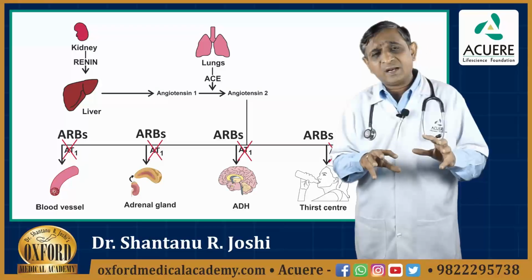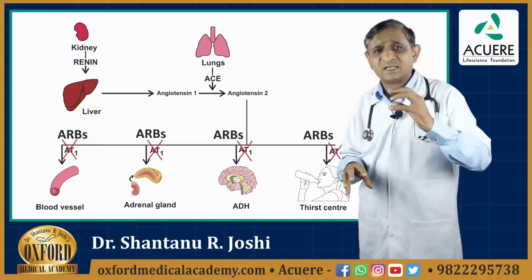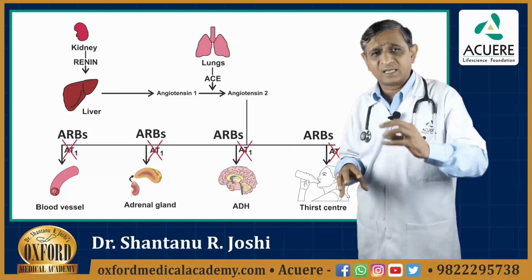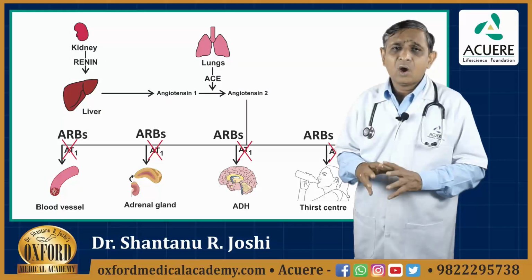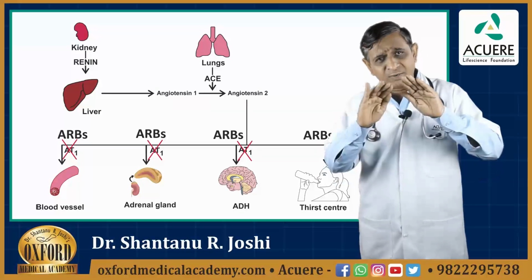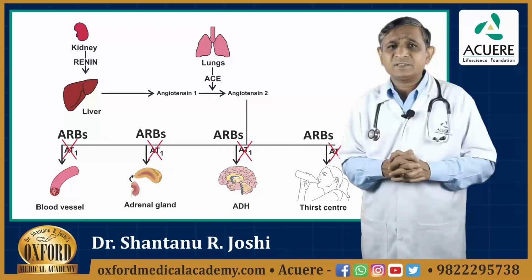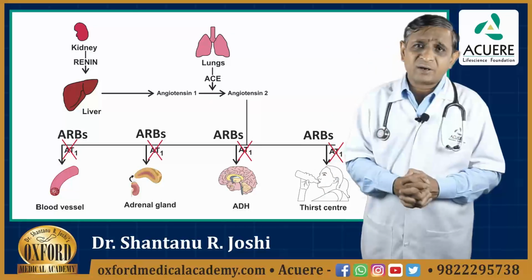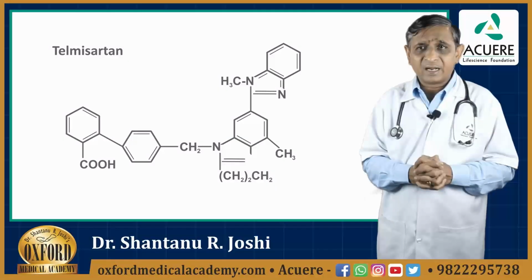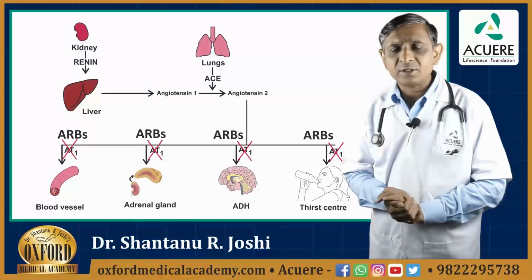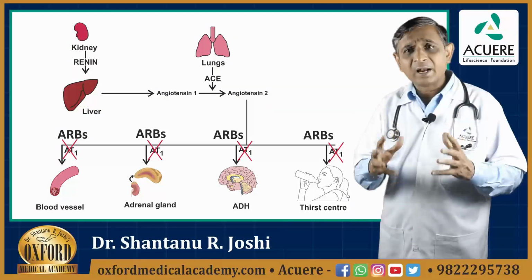This is how telmisartan blocks the AT1 receptors in the peripheral blood vessels, in the adrenal cortex, in the posterior pituitary, and on the thirst center. All actions of angiotensin II will be blocked by telmisartan, and because of all this, there will be reduction in the systolic blood pressure and diastolic blood pressure. This is how telmisartan acts. Up to this point, we have seen the common properties, how ARBs work.